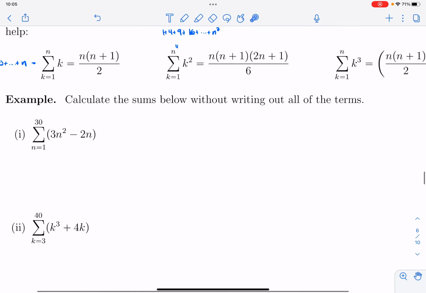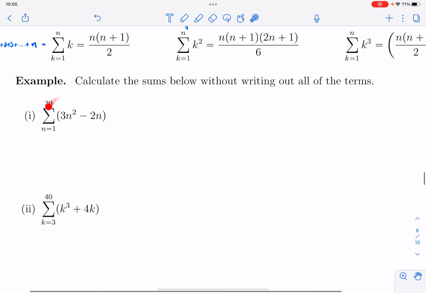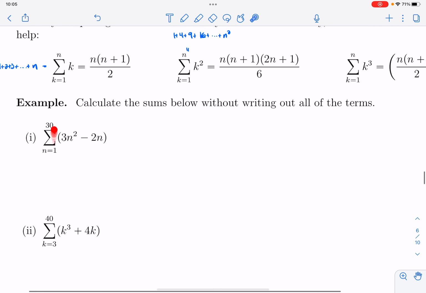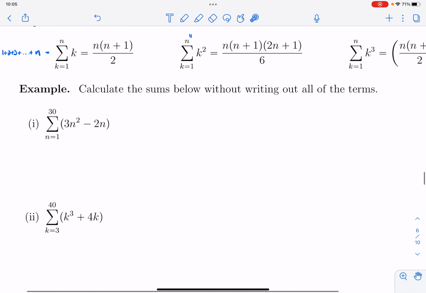So how is this useful? Well, look at these sums. Here I'm adding from 1 to 30 of this formula. I'm not going to go through and actually compute 30 terms of this. That would take a lot of time, and that would be a waste of the time that you spend. Instead, what I'm going to do is rewrite this. I'm going to say, well, this is a sum of stuff, right?